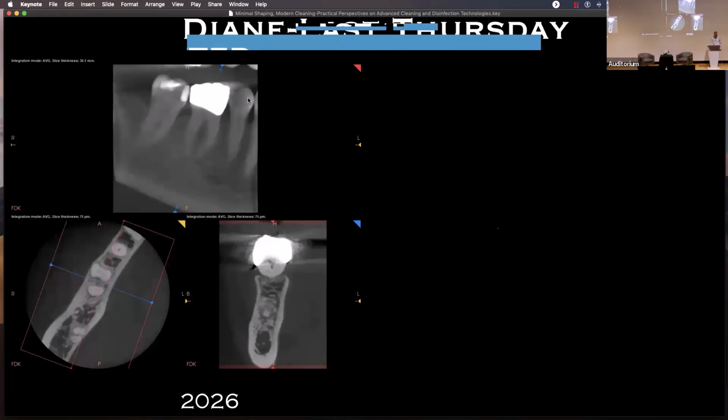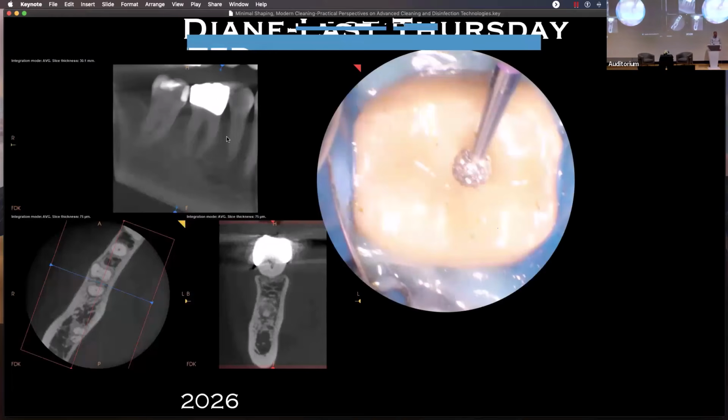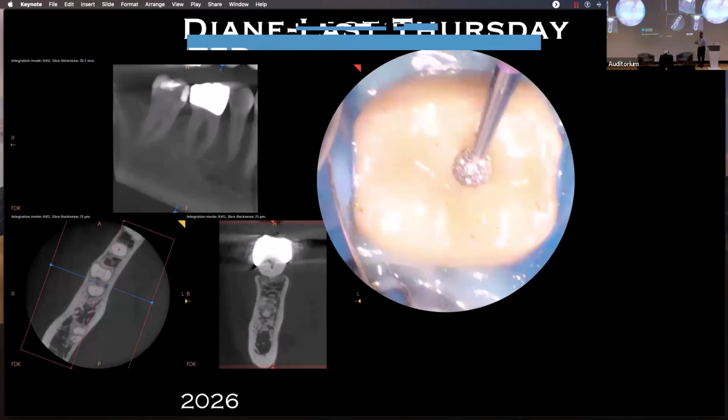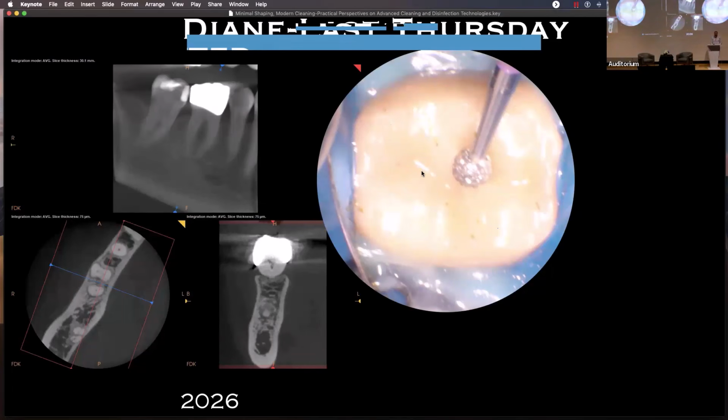Diane. So she's new to me, necrotic mandibular molar. In this case, we're going to do basically start to finish all the way through. So the temptation is to start access on this through this zirconia crown.